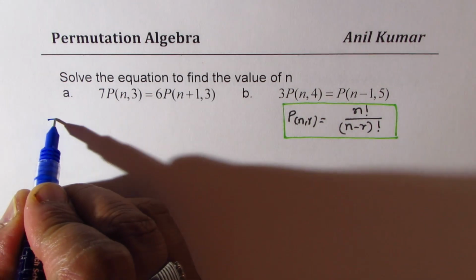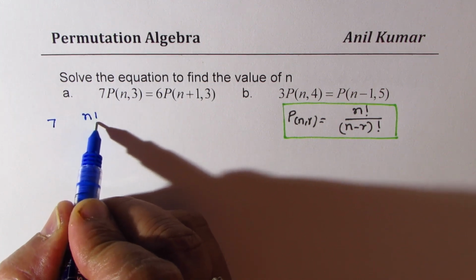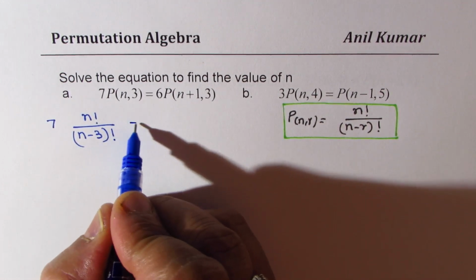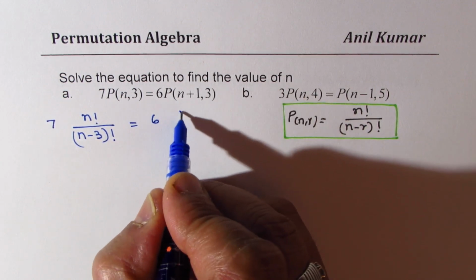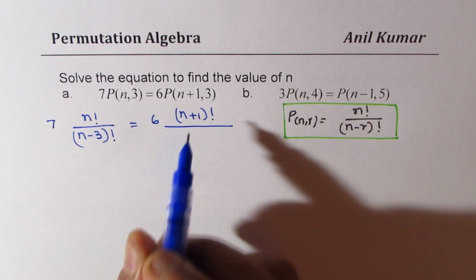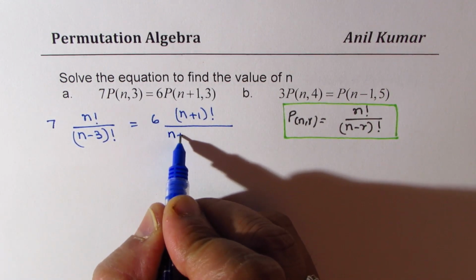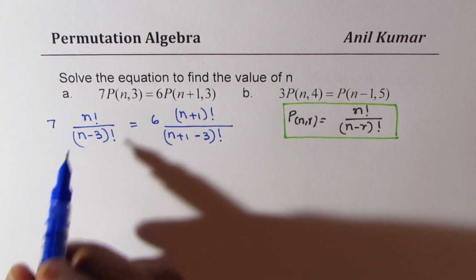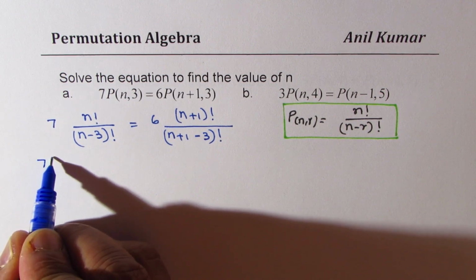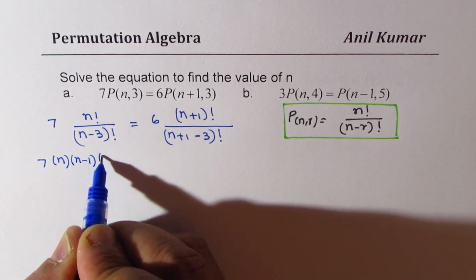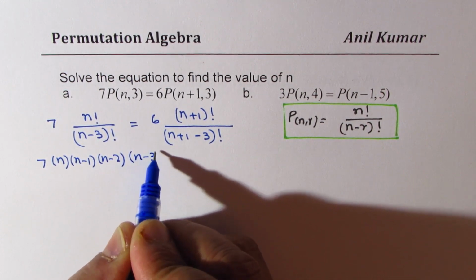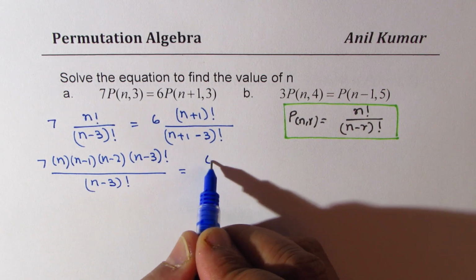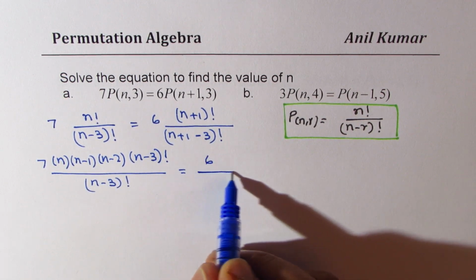7 times P(n,3) means 7 times n factorial divided by n minus 3 factorial, correct? We have simply applied this formula. The right side is 6 times P(n+1,3), which means n plus 1 factorial divided by n plus 1 minus 3 factorial. Now, let's simplify this. n factorial could be written as 7 times n times n minus 1 times n minus 2 times n minus 3 factorial, right? The denominator is n minus 3 factorial. Now the right side could be written as 6 times n plus 1 factorial.